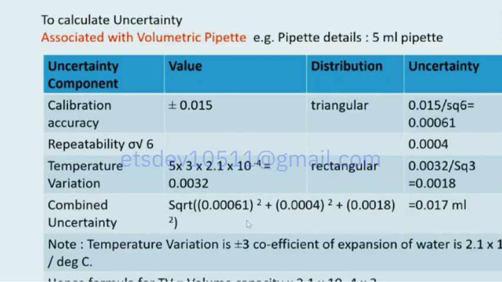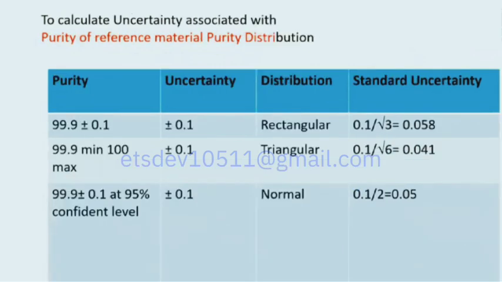And here, for the temperature variation, the coefficient of expansion for water is plus or minus 3, and for the glass it is 2.1 × 10^-4 per degree. So you look at the difference in the temperature and you make the corrections. So this we will skip.